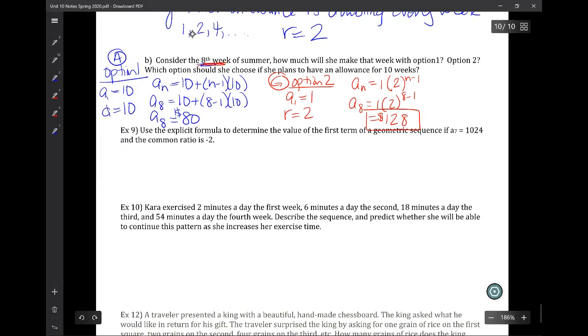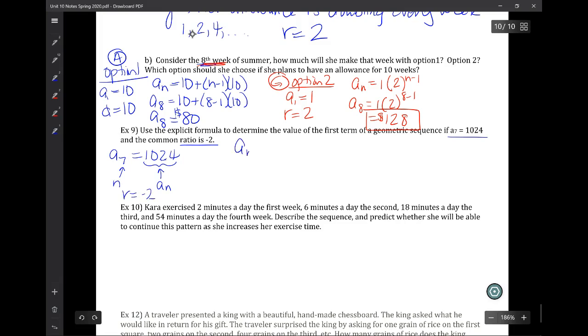All right, 2 more examples, number 9 and number 10. So number 9, use the explicit formula to determine the value of the first term if the 7th term is 1024 and a common ratio of -2. Okay, so this is interesting. If they are giving me A7 is equal to 1024, 7 is our n value, and 1024 is AN. They also give us the common ratio is -2.